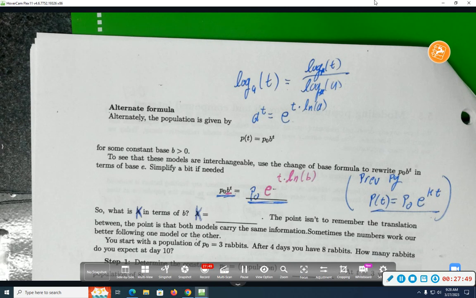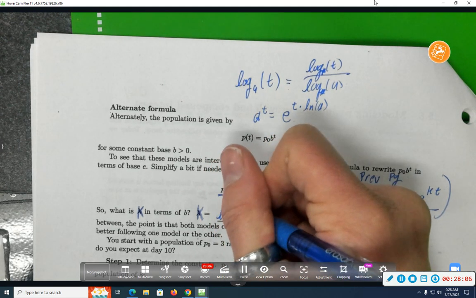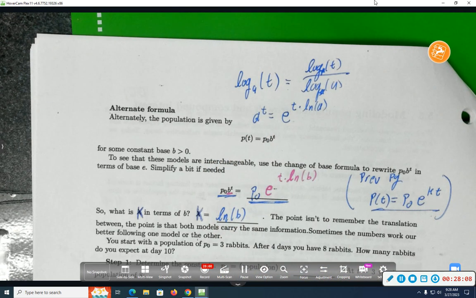Let's see. Not quite e. So this k is the thing that's multiplied by t. So what's multiplied by t on this side? The natural log of b. So we can translate between both of these by the rule that k is equal to the natural log of b.